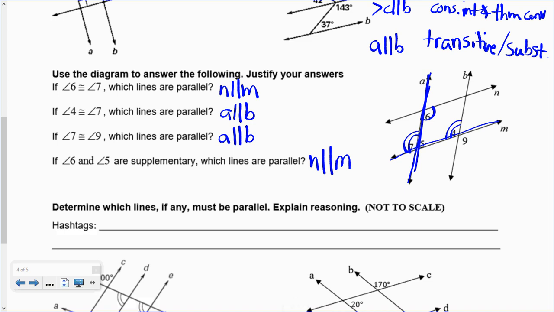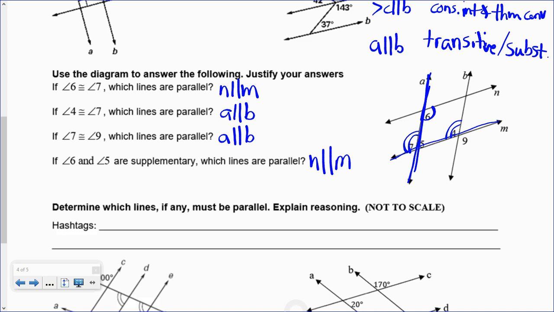6 is congruent to 4. Which lines are parallel? Can you see? A and B. I said A and B are parallel. No, wait, you hear the right answer. A is parallel to M. Nope. Well, apparently they're not because they're intersecting.